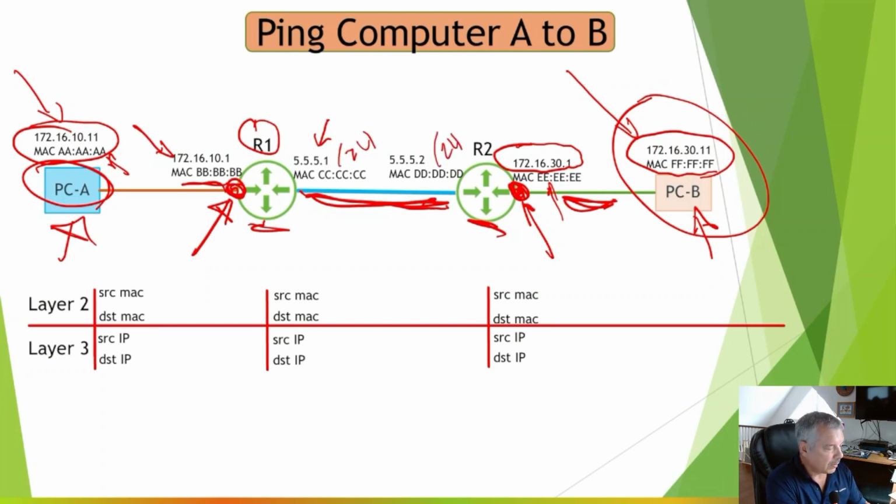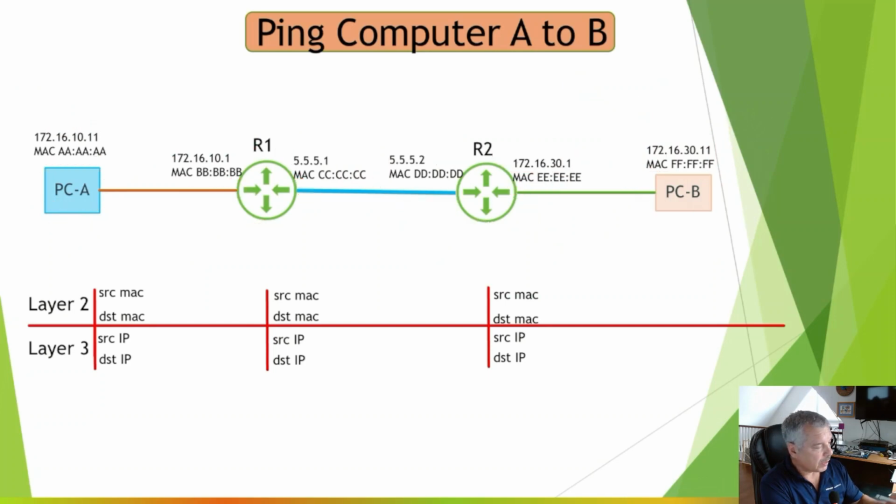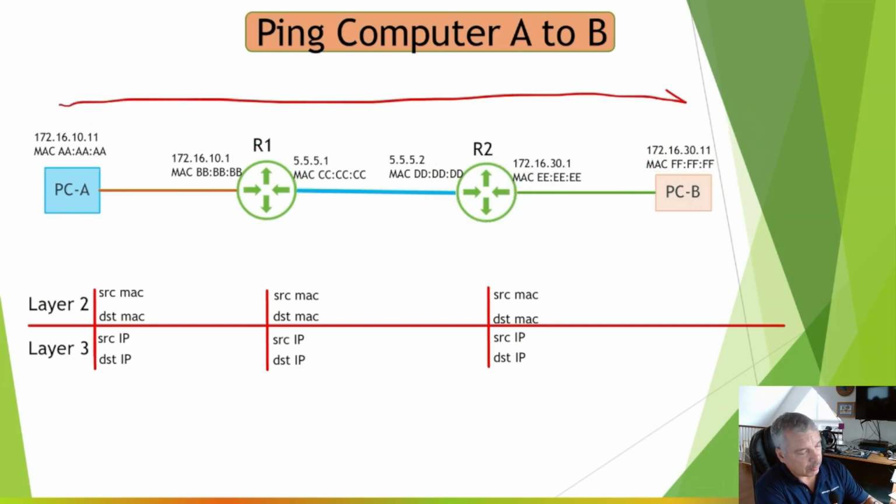So this router interface is 5.5.5.1 with the MAC address of CCCC, and this interface on router 2 has an IP of 5.5.5.2 with a MAC of DDDD. All right, so the whole point of this is, let's say computer A is talking to computer B. They've already, don't worry about ARPs and all that. They're talking to each other.